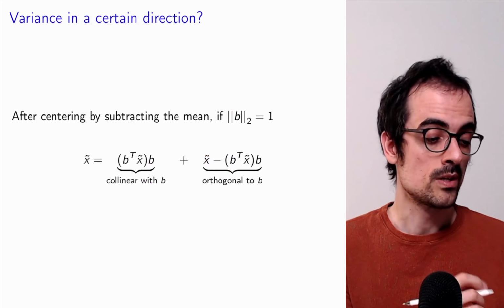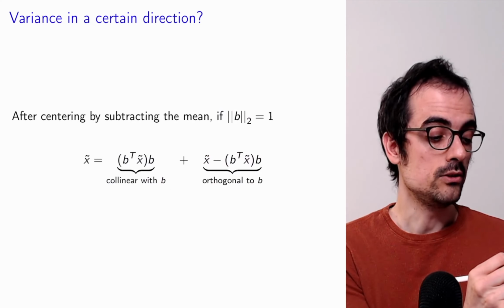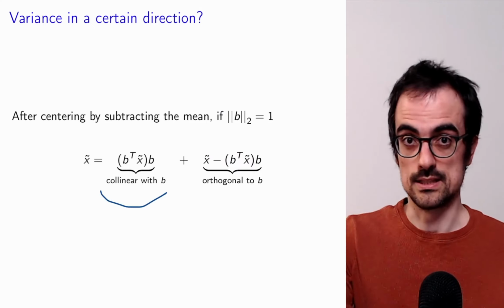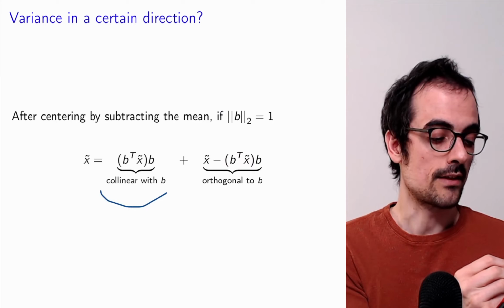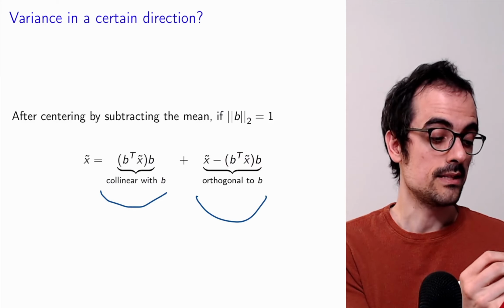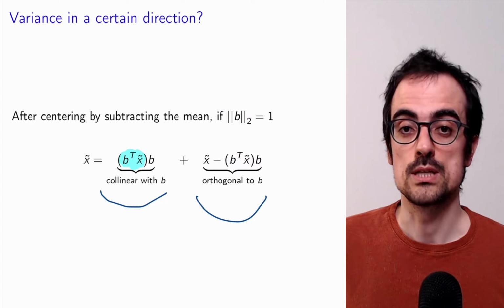In general, we're decomposing the random vector into a component that is collinear with B, which is in the direction of that line, and another component that is orthogonal to B. And what we're going to care about is the position on the line, which is given by this coefficient here, which is equal to B transpose X.